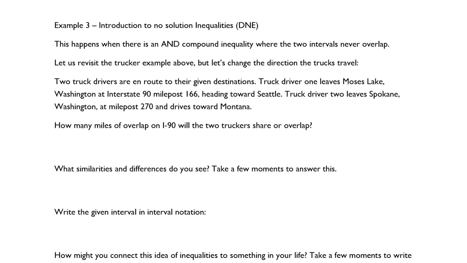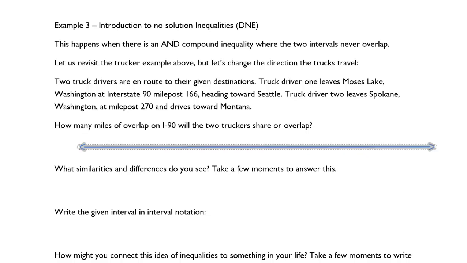First, I'm going to draw my number line. Now I'm going to list truck driver 1. So we'll say that truck driver 1 leaves Moses Lake at milepost 166, heading toward Seattle. So we would include the milepost given at 166, and the truck driver is driving west. So I have now given a sketch on the number line for that scenario.